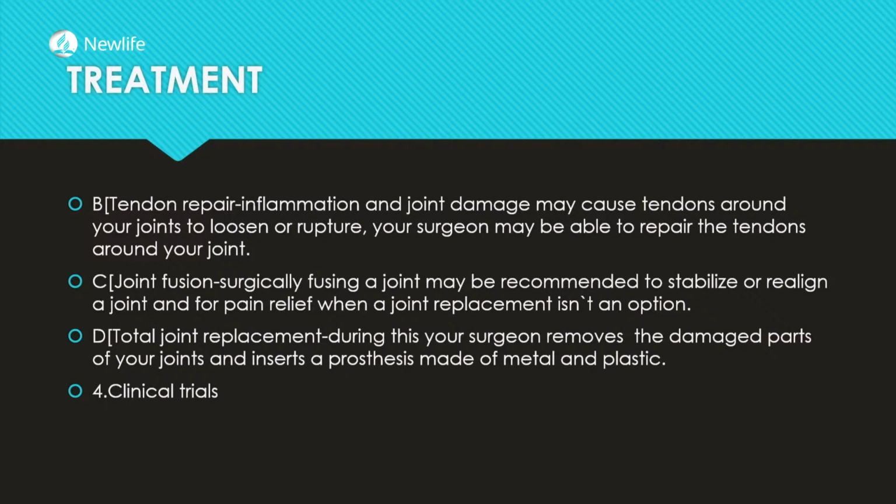We have tendon repair. Inflammation and joint damage may cause tendons around your joints to loosen or rupture. Your surgeon may be able to repair the tendons around your joint. We have total joint replacement. This is when your surgeon removes the damaged part of your joint and inserts a prosthesis made of plastic and metal. We also have clinical trials.